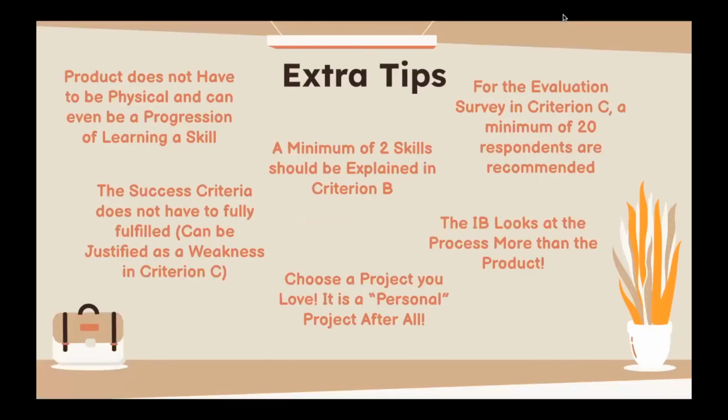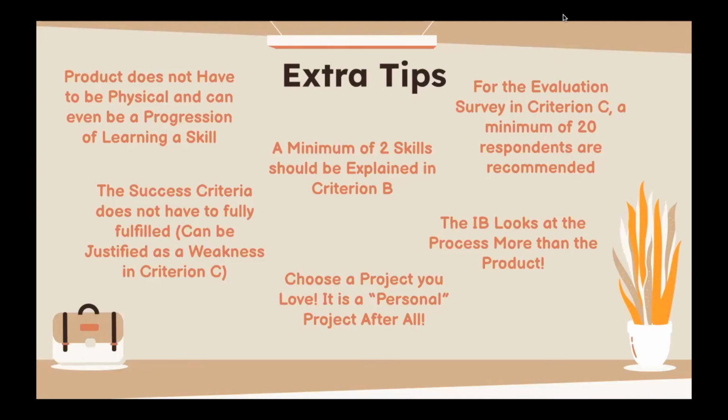And just some extra tips to keep in mind: the product does not have to be a physical product. Although I did one, the IB also accepts a progression of learning a certain skill. So your final product can even be a video to show how you've progressed in learning a certain musical piece, for instance. And a minimum of 2 skills should be explained in criterion B, one for extending your learning goal and one for creating the product.